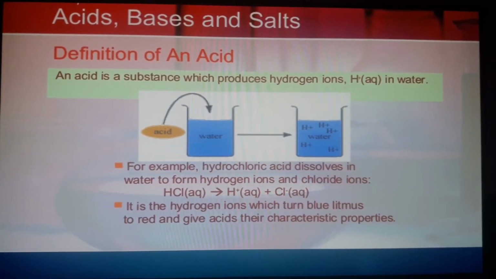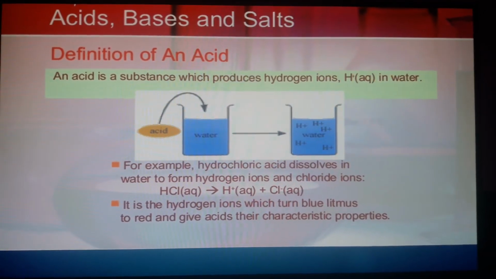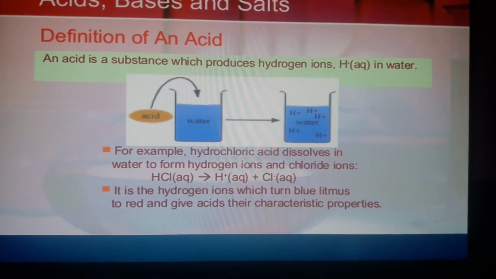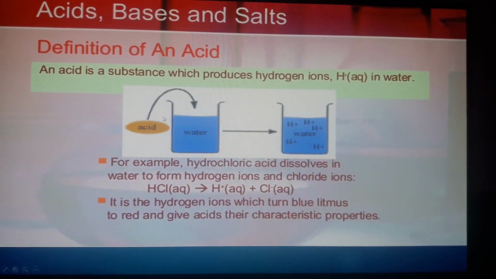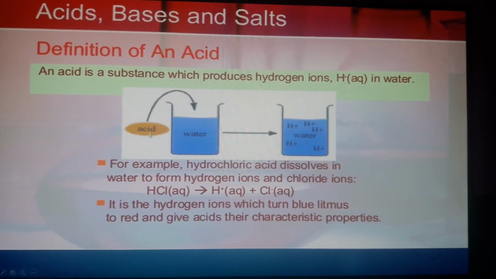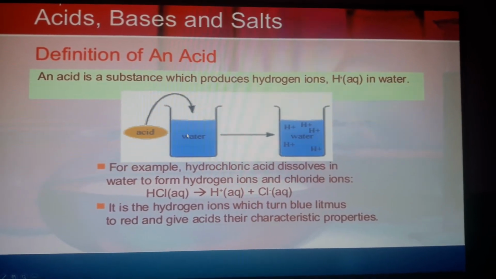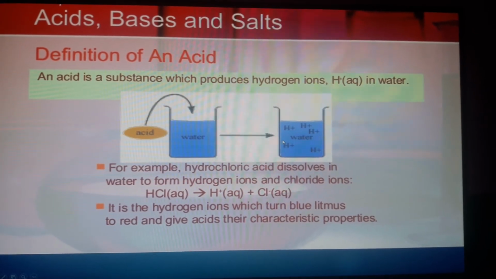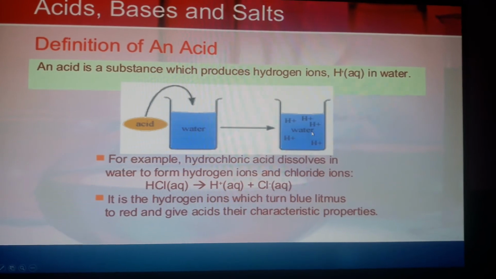What exactly is the definition of an acid? An acid is a substance which produces hydrogen ions, that is H+ ions, in water. You can see a diagrammatic form here. It takes a small amount of acid and mixes it in water. After getting dissolved in water, they are going to produce H+ ions.